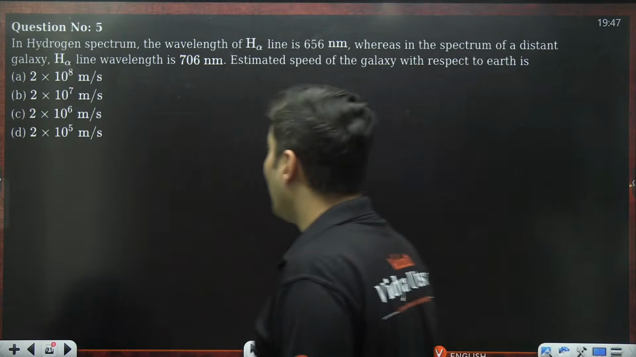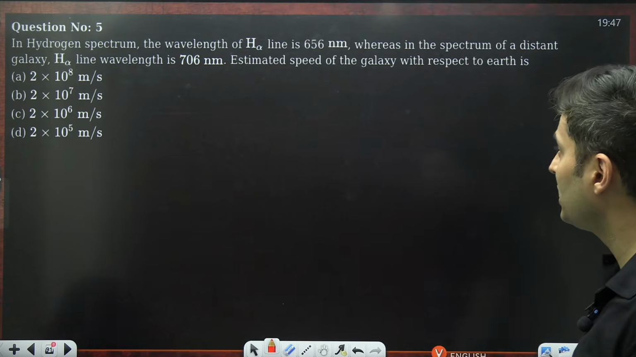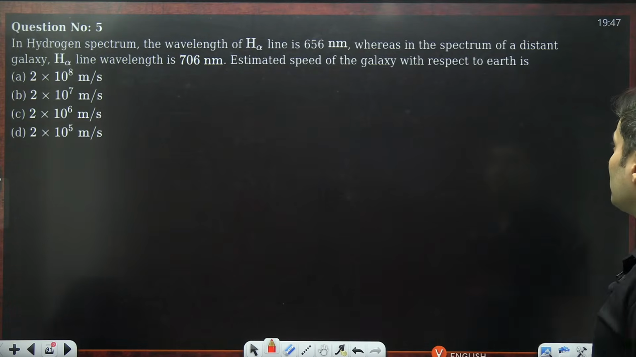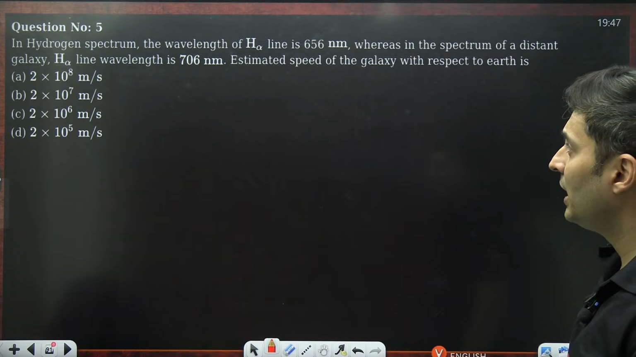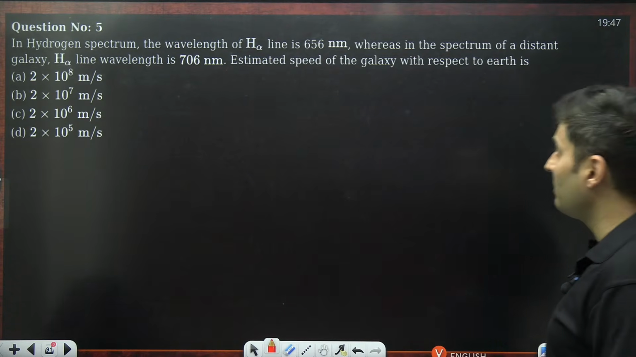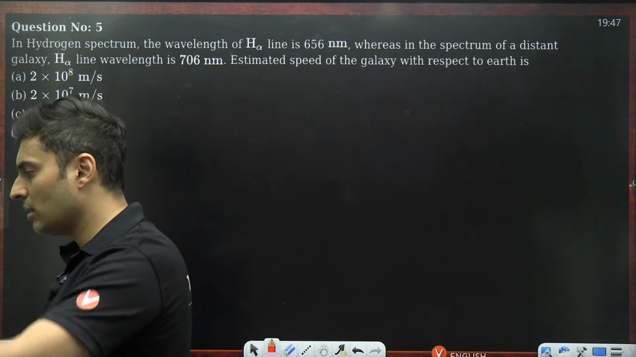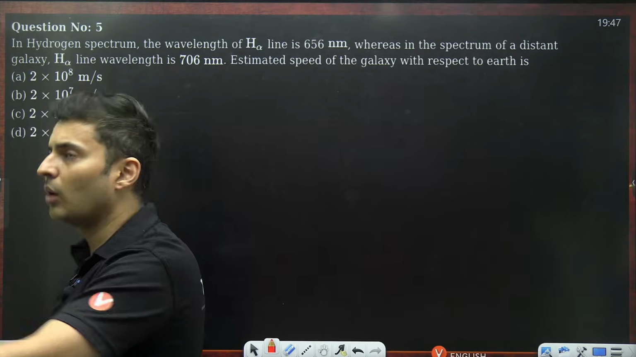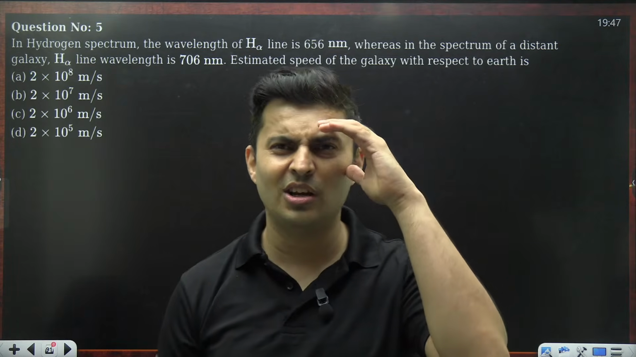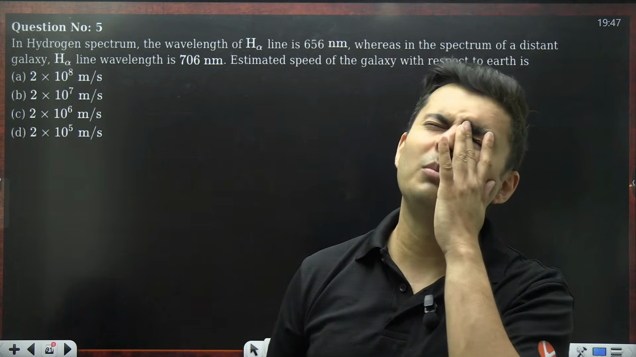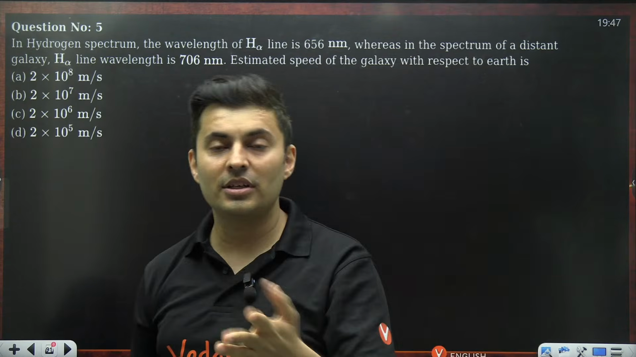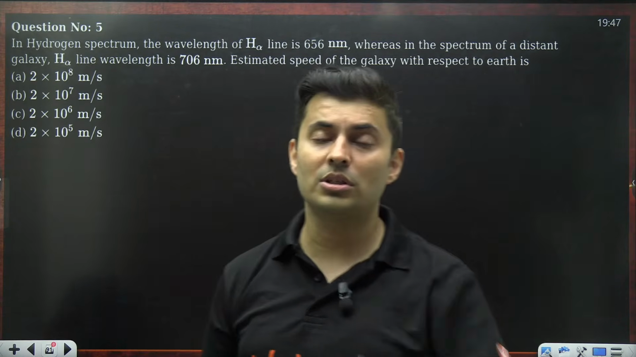In the hydrogen spectrum, the wavelength for H alpha is 656, whereas for the distant galaxy, H alpha is 706. Estimate the speed of the galaxy. Now, looking at the question, you will start wondering, sir, what is this question? How to solve this question? Galaxy, sir? My mind blew away, sir. What nonsense question is this?